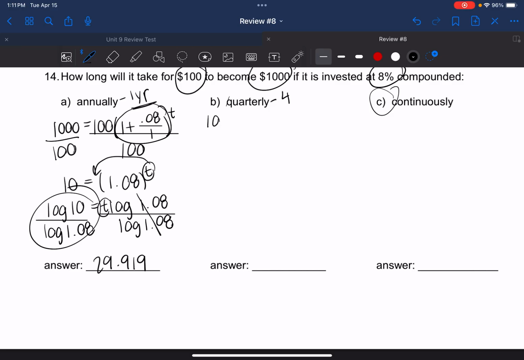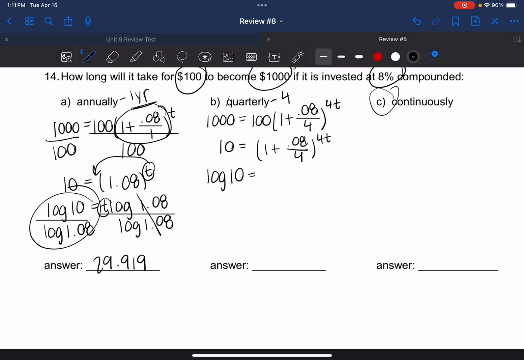So, same formula, 1,000 equals 100 times (1 plus 0.08 divided by 4) raised to the 4t. So again, I'm going to divide by 100, which is going to leave me with 10 equals 1 plus 0.08 over 4 raised to the 4t. Again, I'm not going to be able to get a common base, so I take the log of both sides.